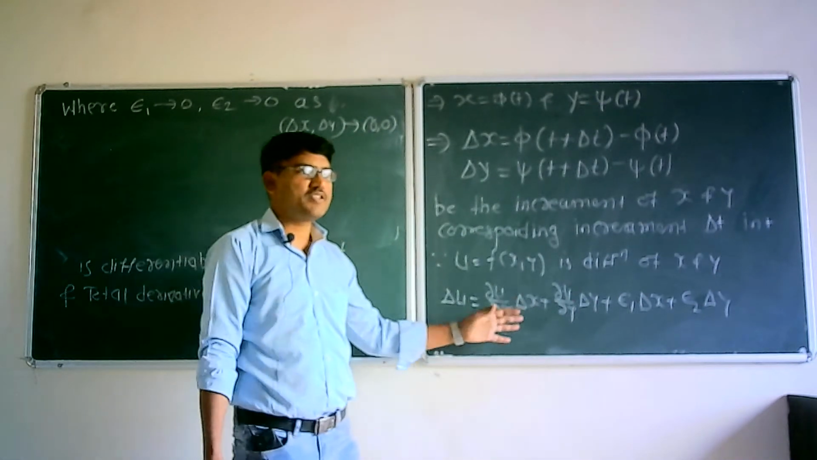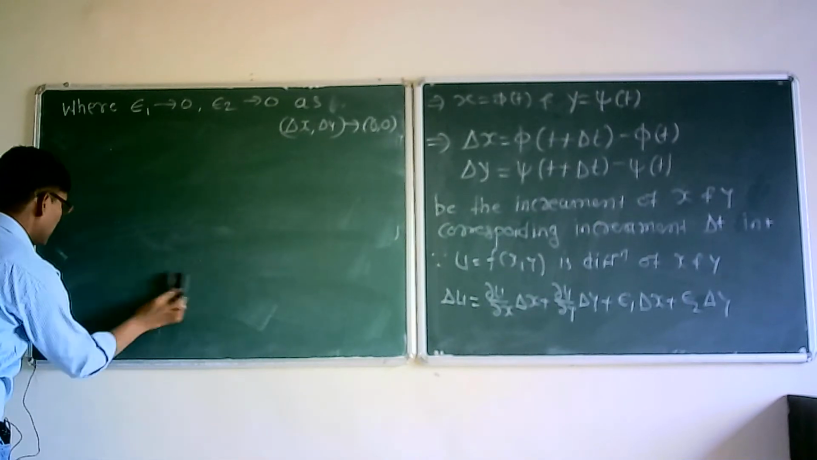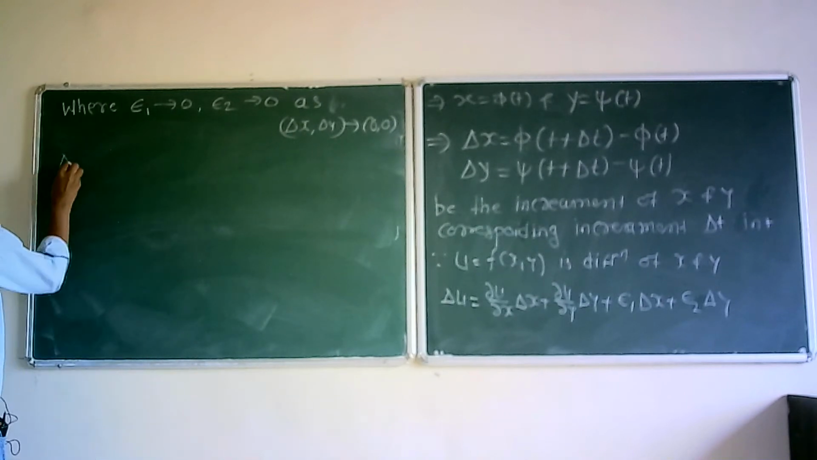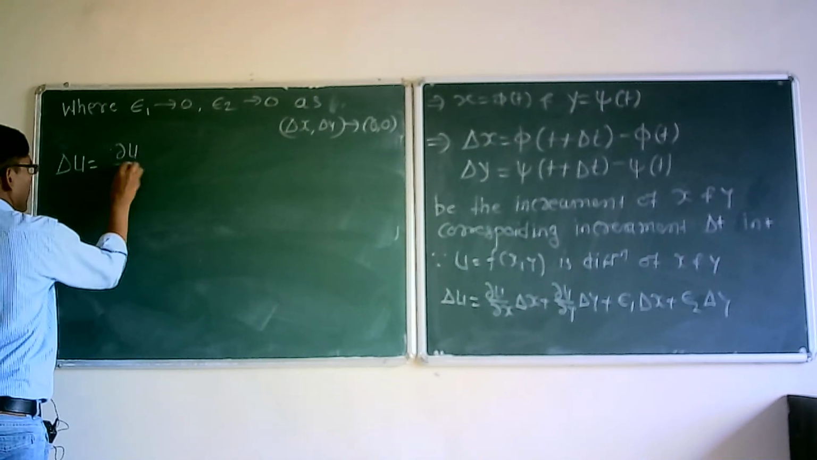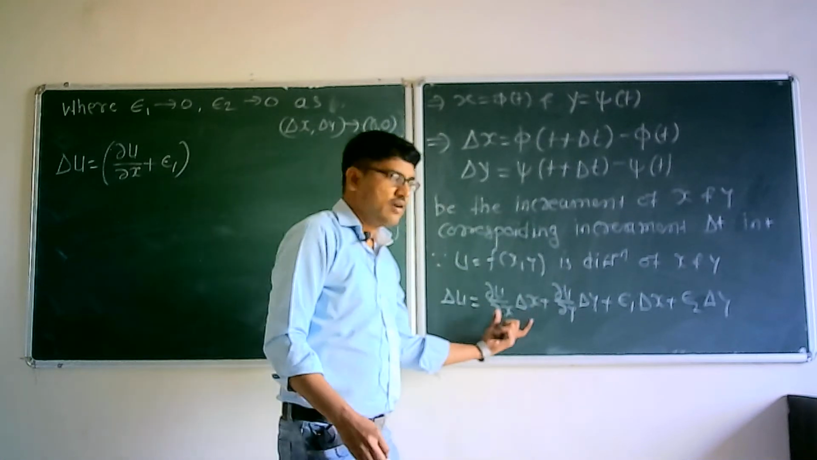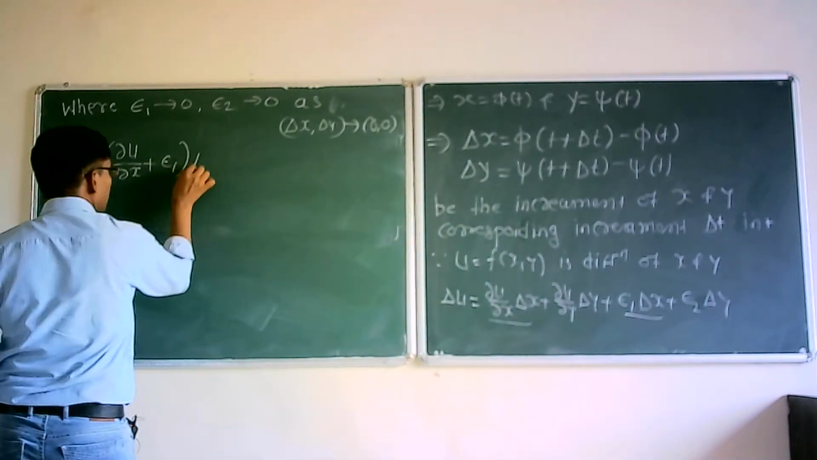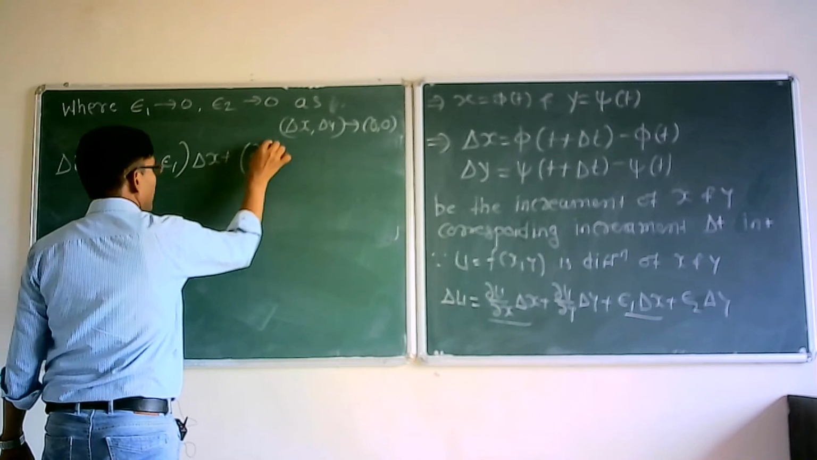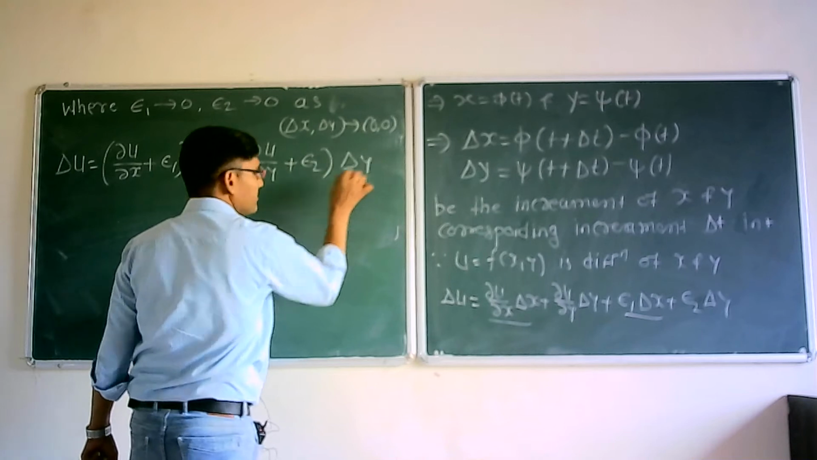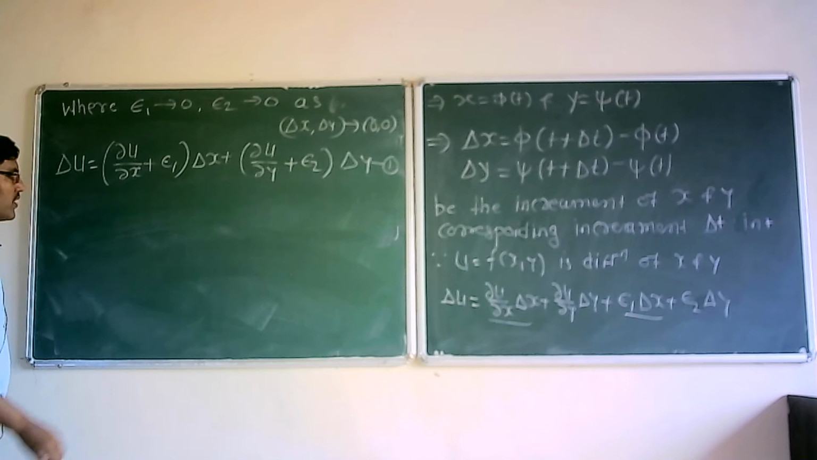Since u is a differentiable function of x and y, if we simplify this expression, we can write delta u is equal to del u by del x plus epsilon 1, taking delta x outside from these two terms, times delta x, plus del u by del y plus epsilon 2 times delta y. So this is equation number 1.